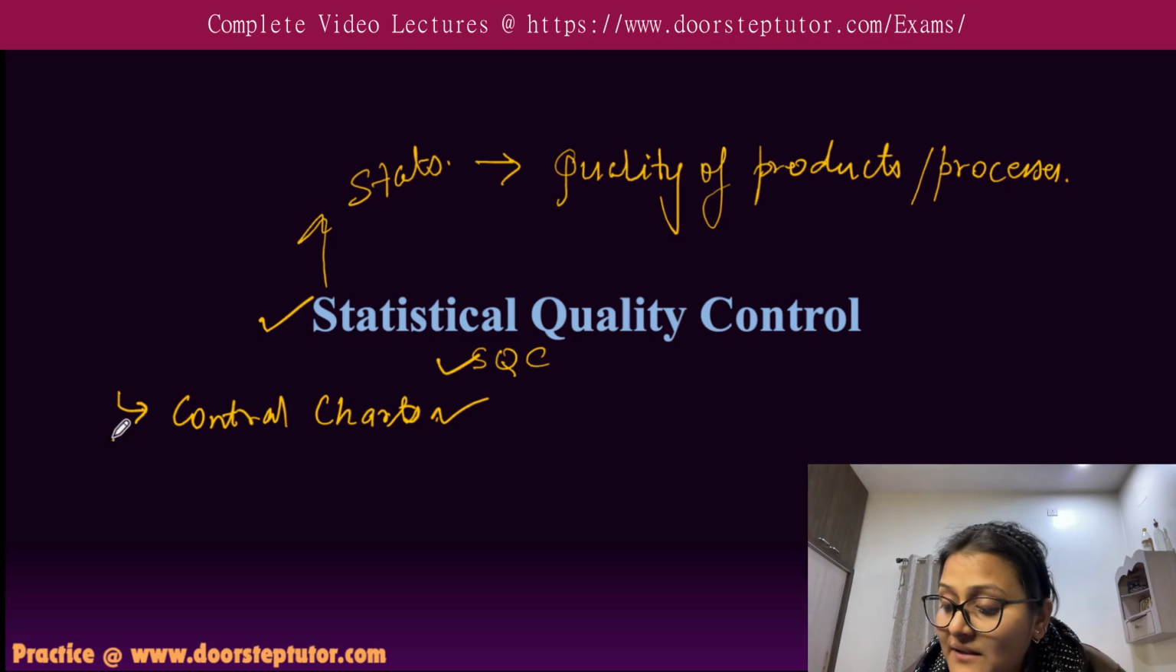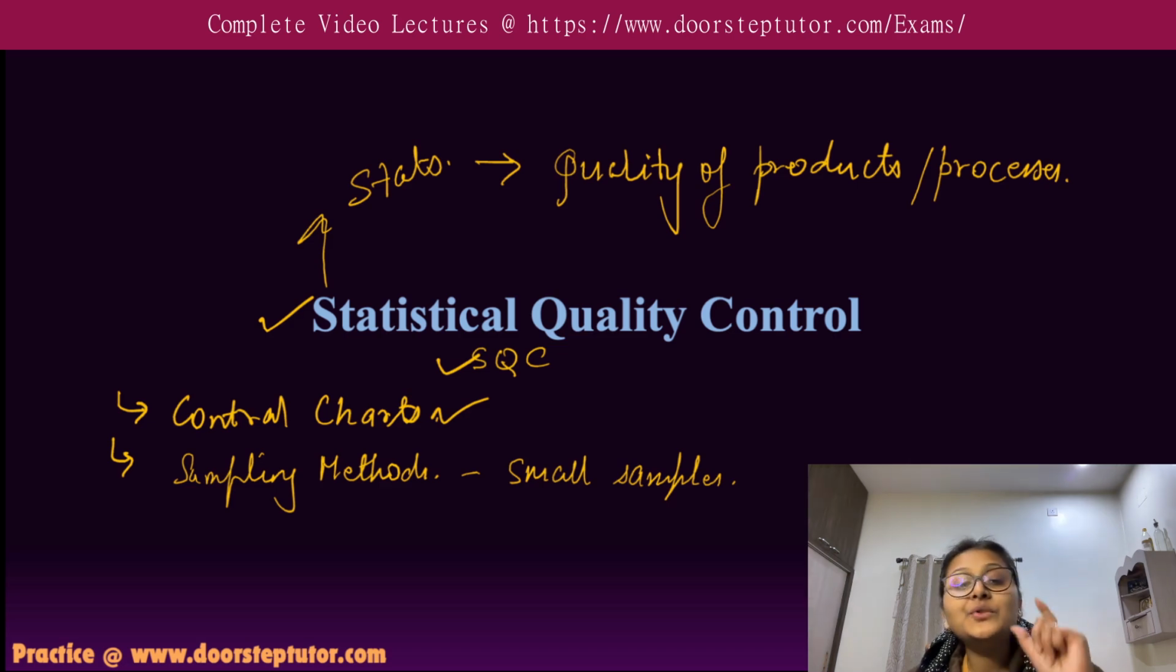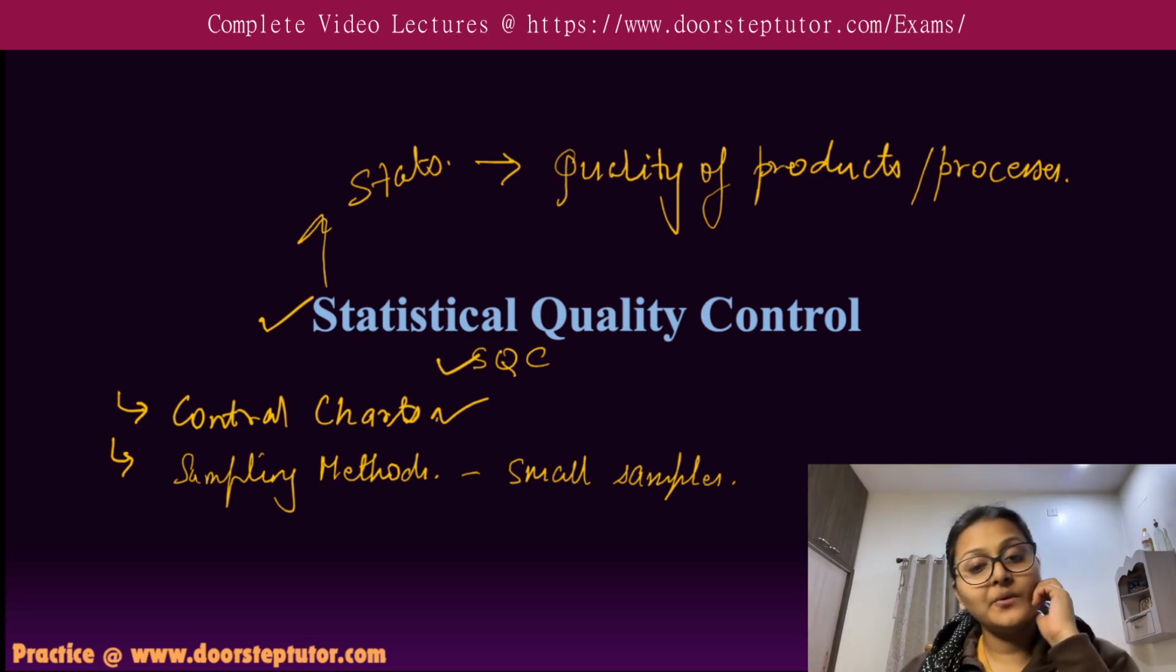Next tool is sampling methods. Instead of checking each and every single item, statistical quality control uses random samples. Suppose they are checking a small sample size to test the quality. If the sample is good, it is likely that the population, or the rest of the things, are good, because the sample is taken from that particular population.